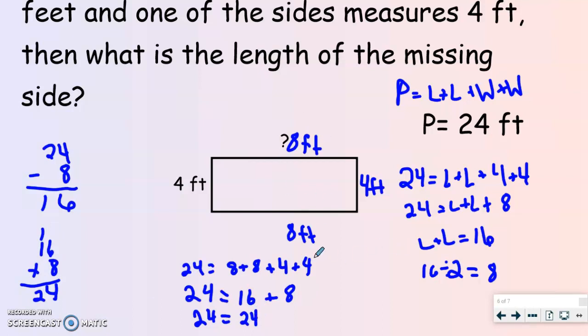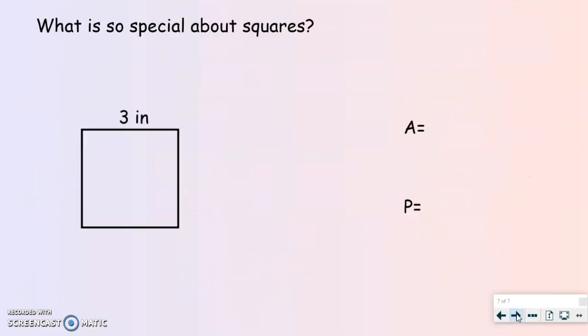So knowing that opposite sides are equal can help you with finding the missing side in an area or perimeter equation. And we're going to look at one more problem real fast. So those are rectangles, but what about squares? What's so special about a square? Well, you should remember that squares all have equal length. So technically squares are rectangles. They're just special in the fact that all sides are the same.